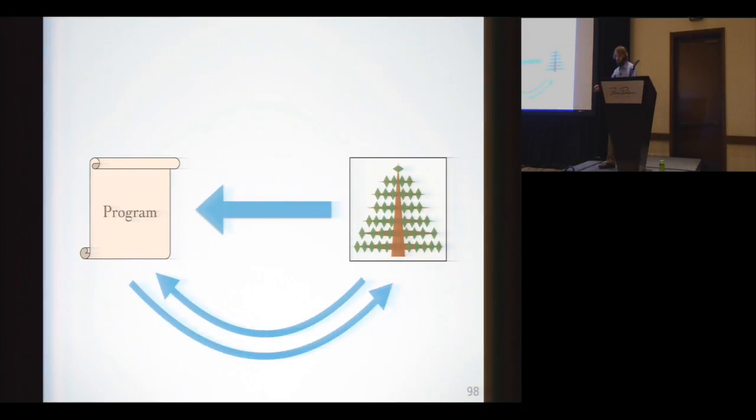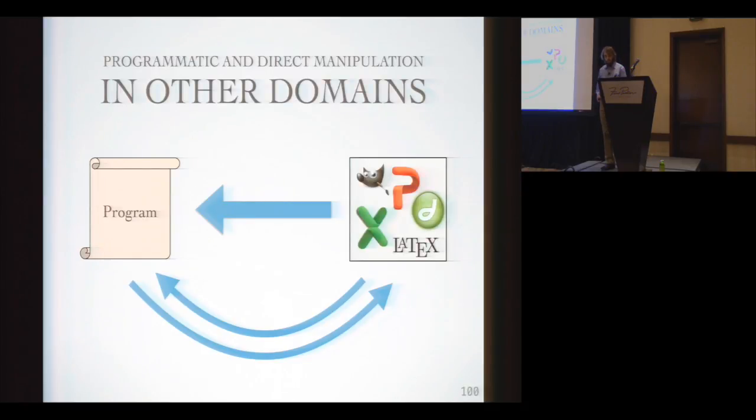Finally, the motivation for combining programmatic and direct manipulation arises in many other domains, such as web development, spreadsheets, presentations, and maybe even general purpose programming. We'd like to bring the benefits of this bidirectional approach to these domains.